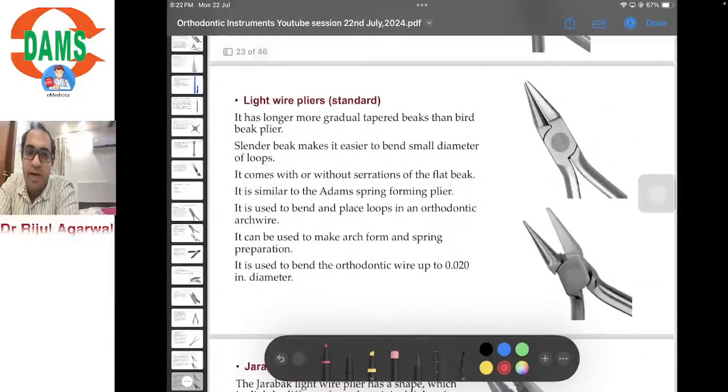Next is the light wire plier. So again, looking at this image, differentiate करने के लिए, the beaks have gradual taper, so they are long in height. Slender beak makes it easier to bend. Okay, it comes without serration and similar to Adams spring forming plier. Used to place loops and bends in an orthodontic arch wire for forming arch forms up to 0.20 inch in diameter.